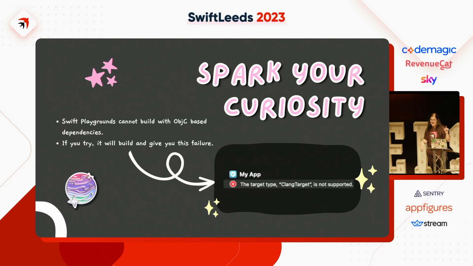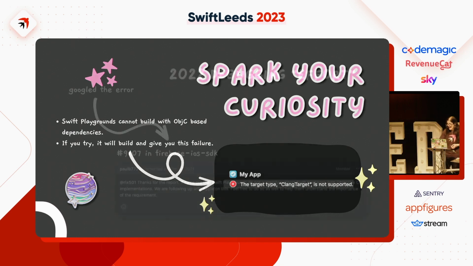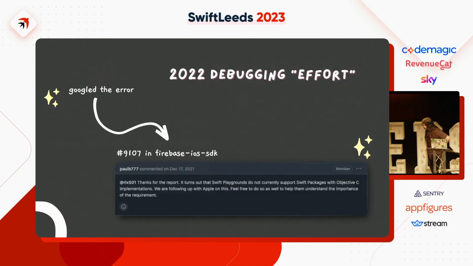However, after I closed that little UI, I saw this build failure, the bane of my life. The target type, Clang target, is not supported. So this was a failure that I'd never seen before in Xcode. So I did some advanced debugging.